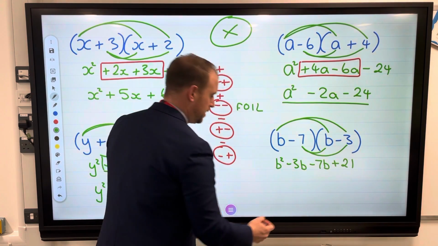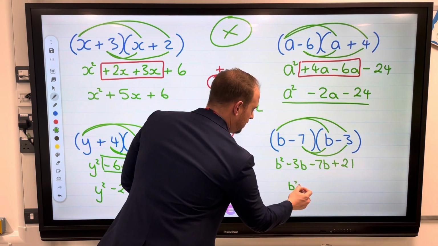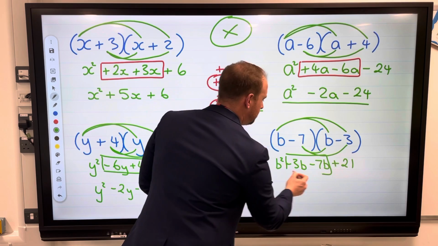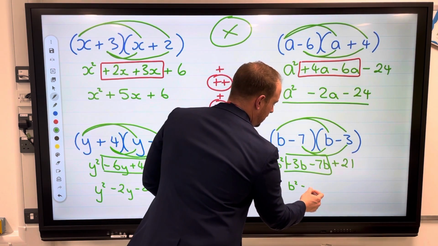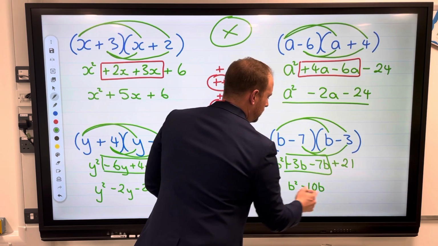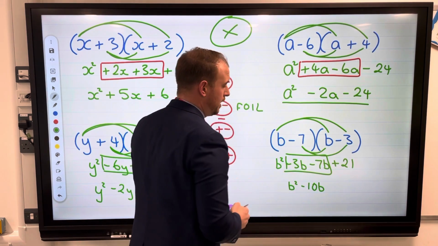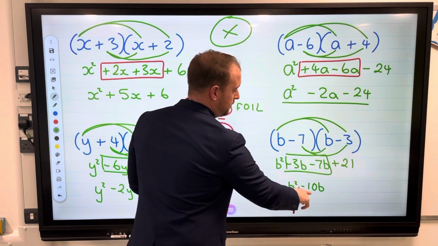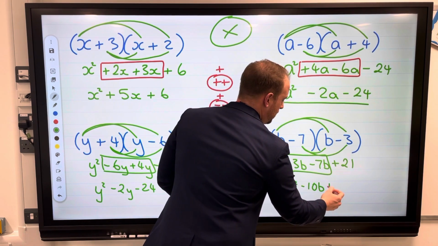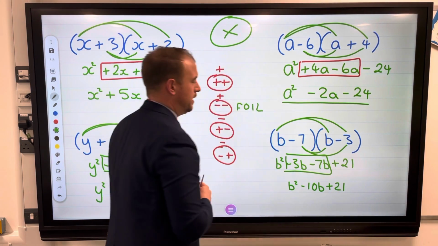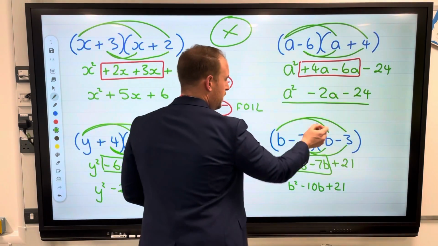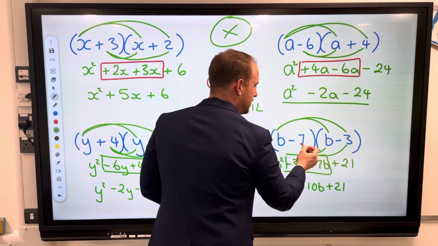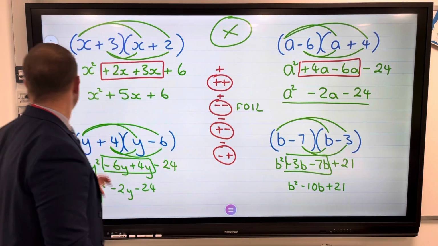Okay, haven't quite finished because I need to simplify by collecting like terms. Minus 3 take away 7 is minus 10. So minus 3b take away 7b would be minus 10b. And then obviously my plus 21 on the end. Okay, so FOIL: first, outside, inside, last.